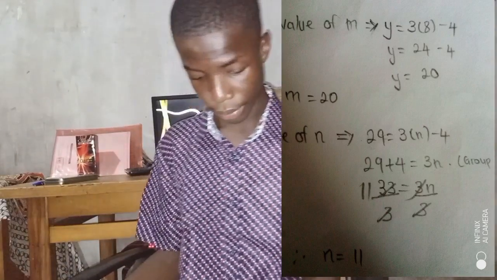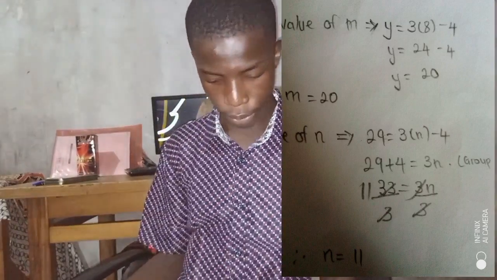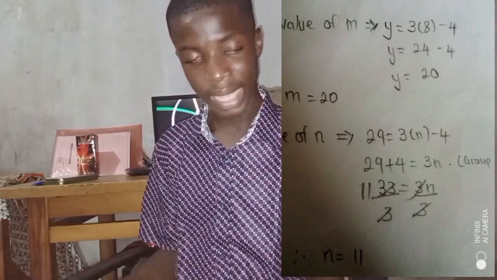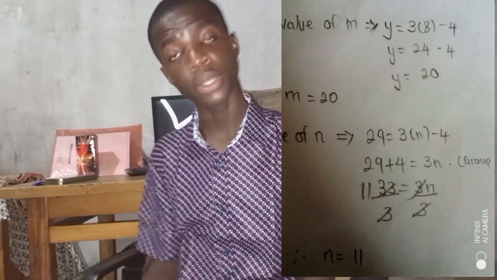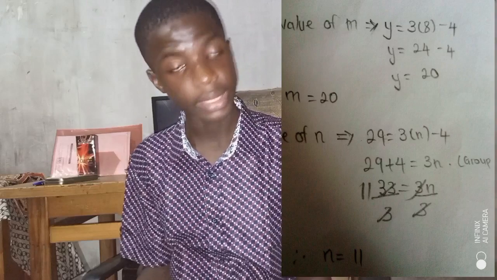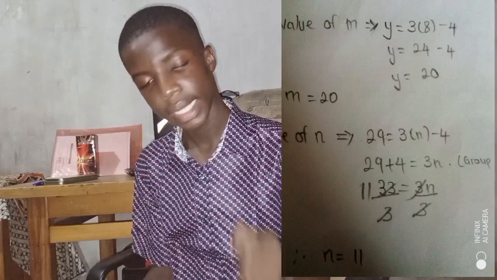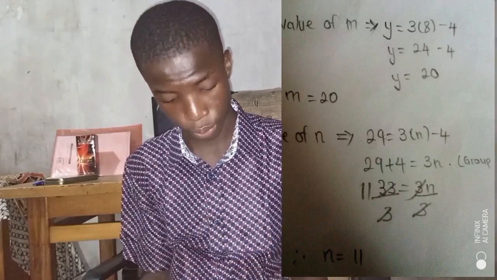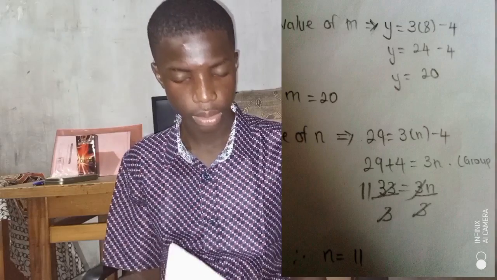The value of N. This one they've given us the value of y, which is 29. So 29 is equal to 3, which is our a, times N minus 4. So the 4 crosses the equal to sign, then changes the negative sign to positive. 29 plus 4 is equal to 3N. So we get 33 is equal to 3N. So we divide through by 3. So our N is therefore equal to 11. Okay.